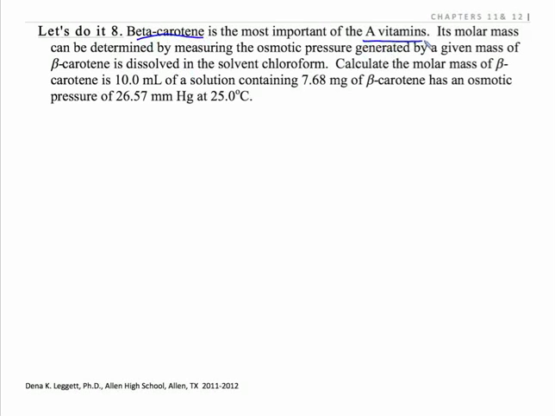So let's take a look at this. We have beta carotene. It's one of the A vitamins, right? You're supposed to eat that for your eyes. It's supposed to be good for your eyes. We're going to determine its molar mass. And we're going to do this by using the osmotic pressure formula. Now, osmotic pressure is molarity, but I'm going to do the fuller expression because I'm after molar mass.